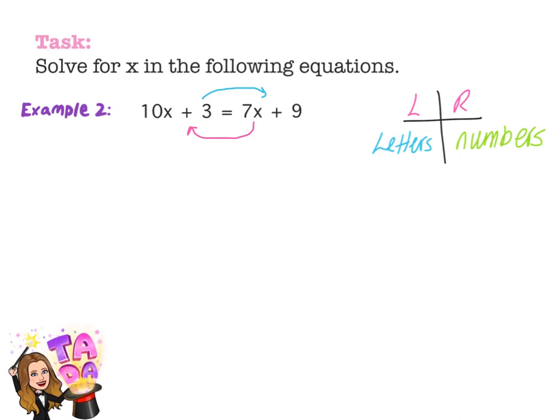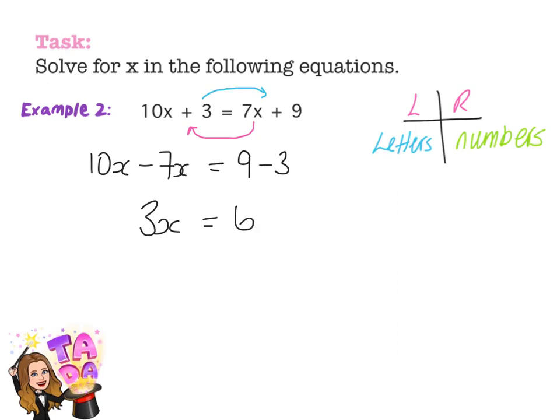Okay, so let's rearrange that now. I have 10x minus 7x, because I've brought a plus 7 across, equal to 9, and again minus 3 because it's crossed over the equals. Now, 10x minus 7x is 3x, equal to, well, 9 take away 3 is 6.